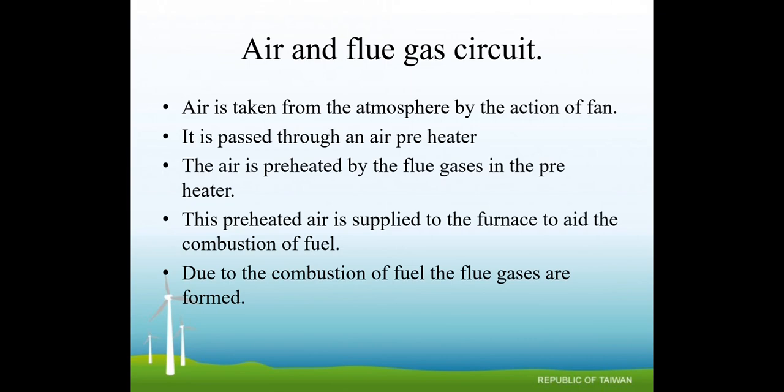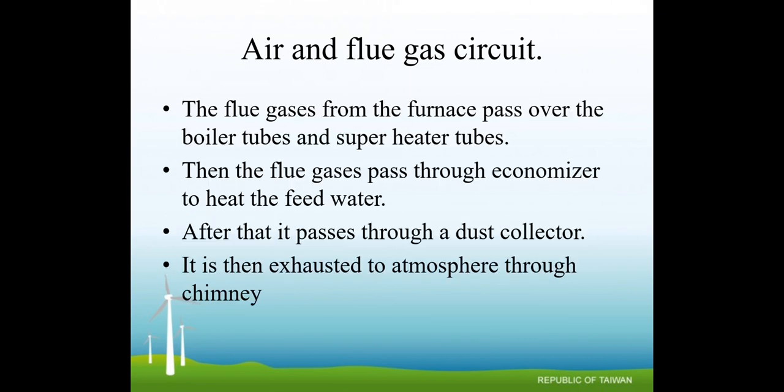Flue gas is already formed by the boiler. We can use the flue gas to preheat the atmospheric air. This preheated air is supplied to the furnace to aid in the combustion of fuel. Due to combustion of the fuel, flue gases are formed. The flue gas from the furnace passes over the boiler tube and the superheater tube. Generally we use two tubes: one is the boiler tube and the other is the superheater.